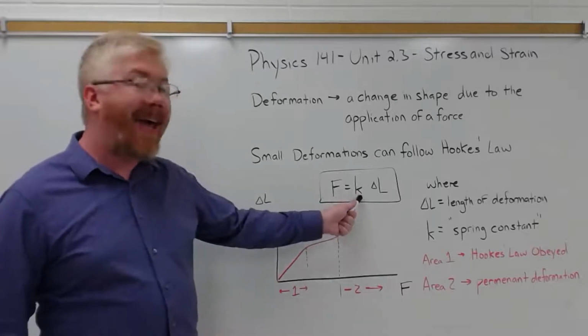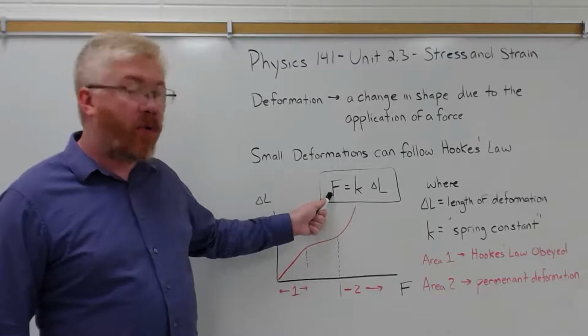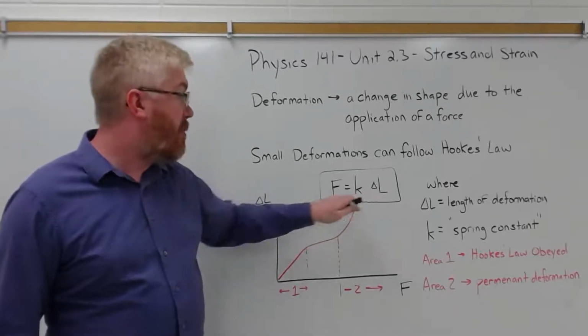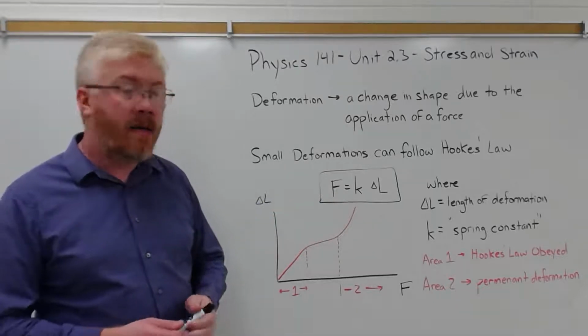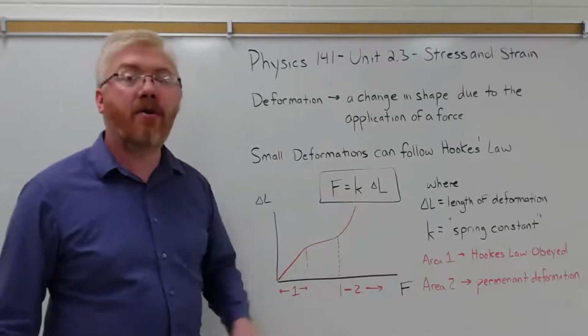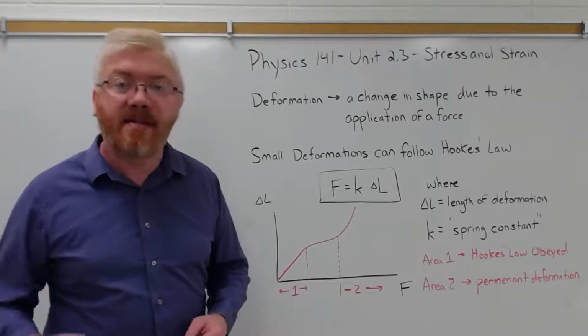So a large k, a large spring constant, means that for a given force, there's a small deformation. If you want a large deformation, you need a very large force for a large spring constant. A small spring constant means that for a given force, there's a large deformation. So you can think of the spring constant as the stiffness of the material.